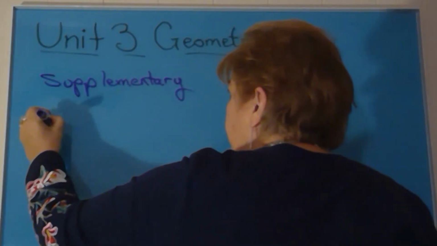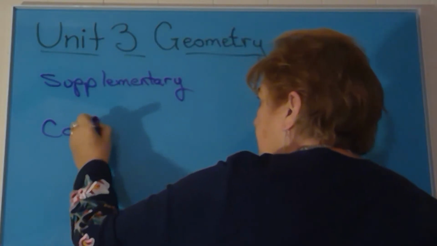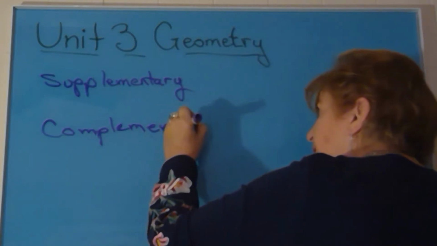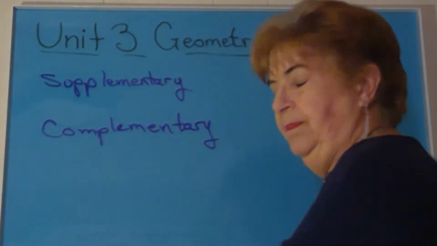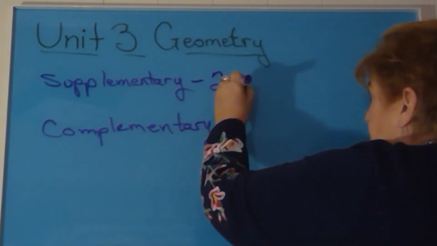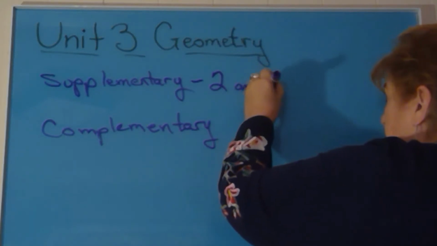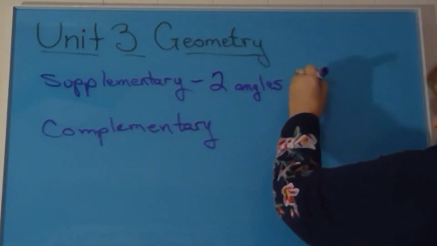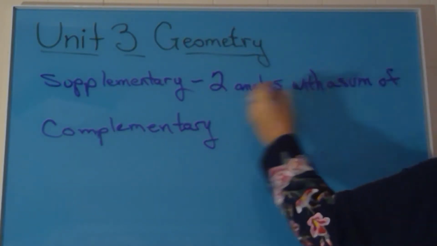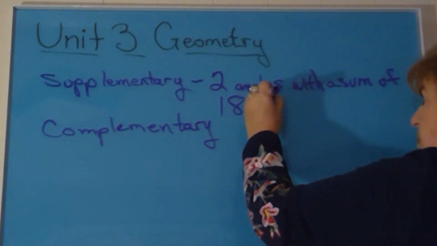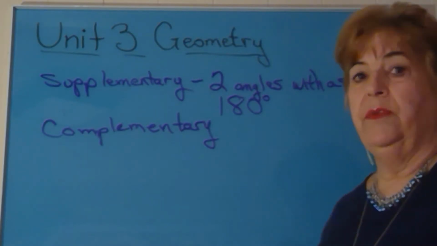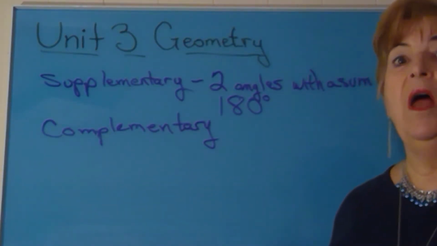First, we have supplementary and complementary angles. Supplementary angles are any two angles with a sum of 180 degrees. So any two angles that have a sum of 180 degrees are supplementary.